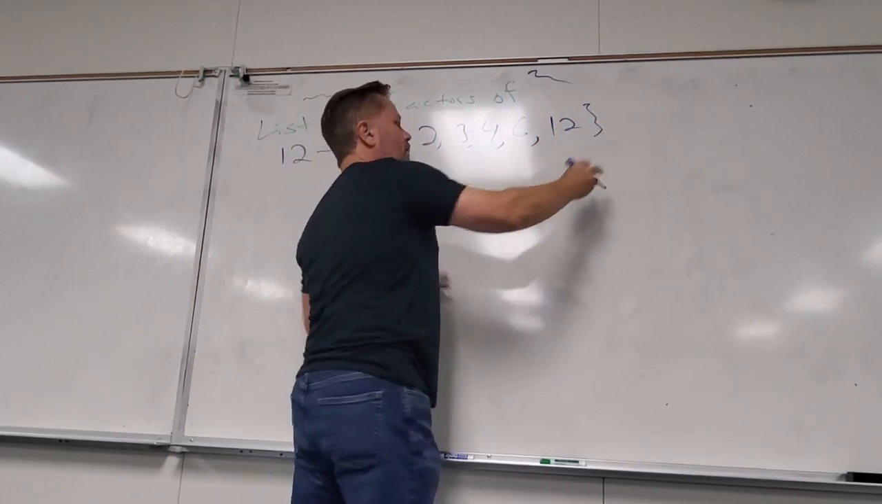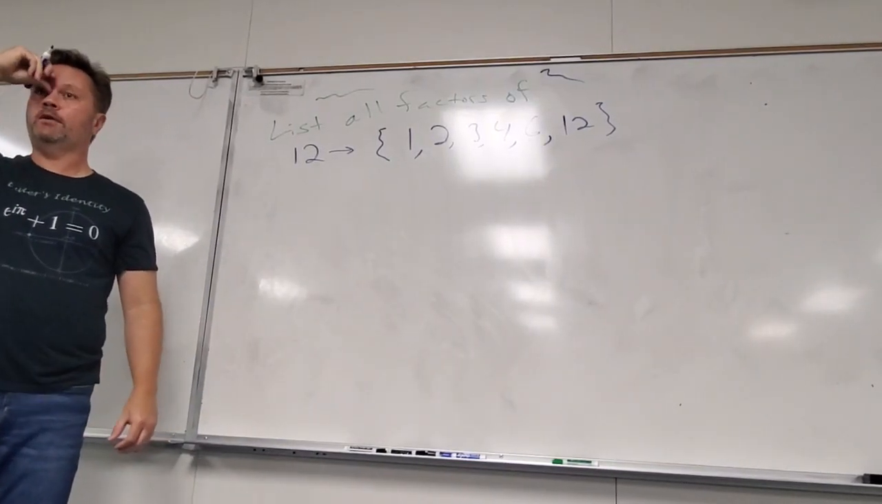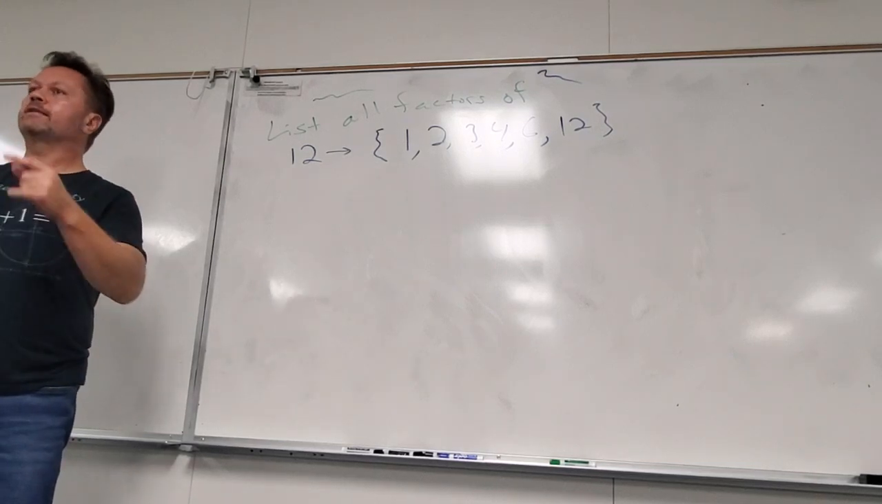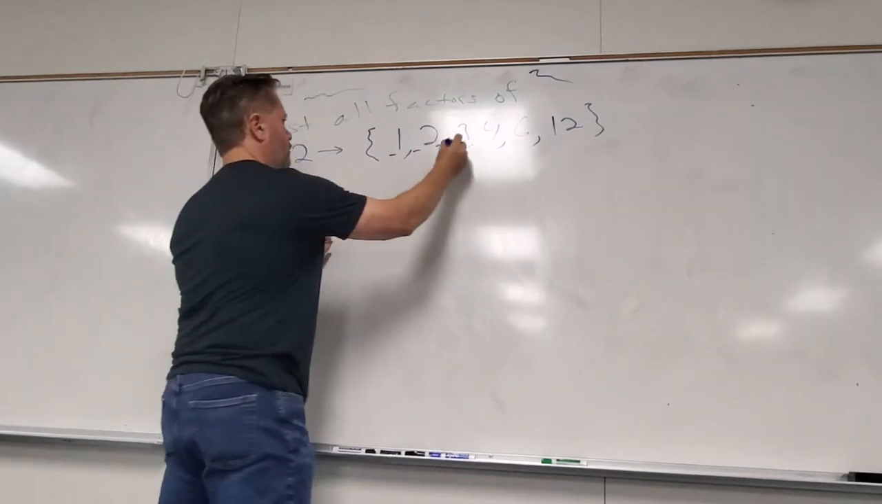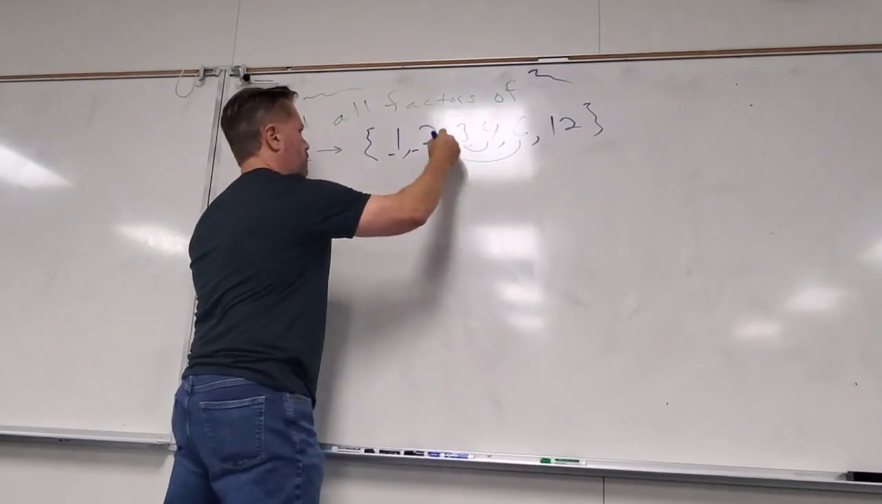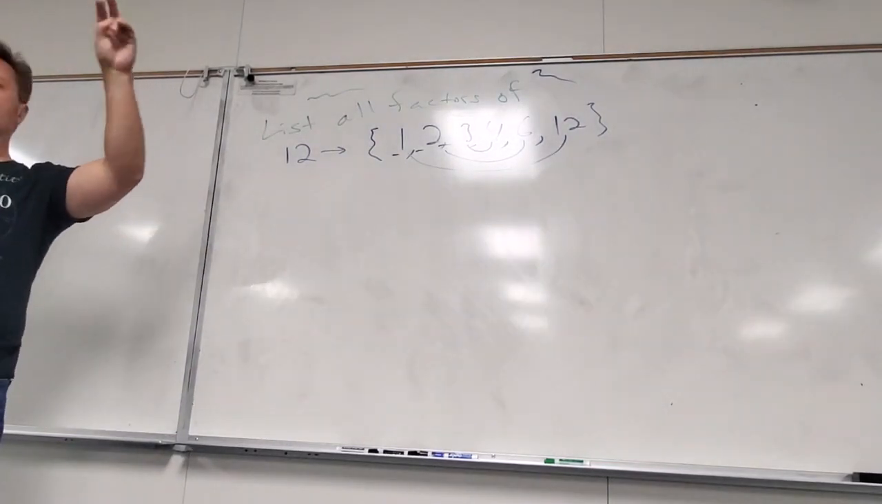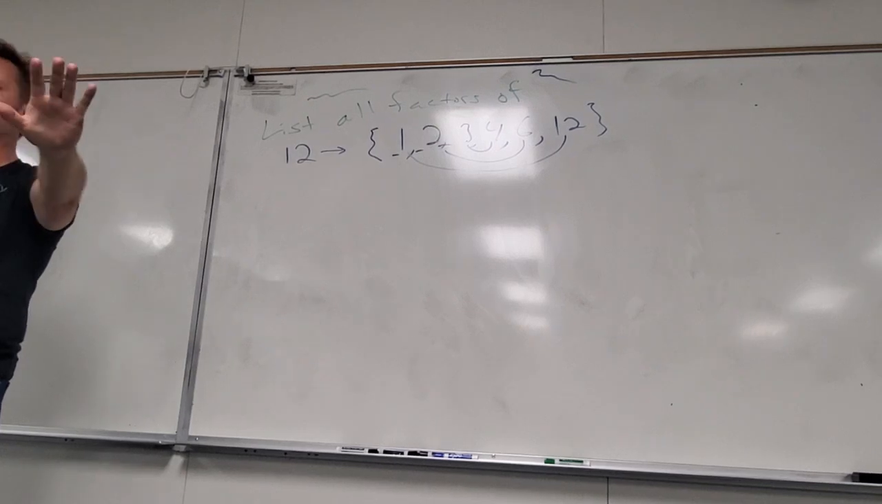Do you guys agree with me that there's a turning point in the list of factors? And what do I mean by that? 1, 2, 3, you have to come up with. At some point, you hit what I call the turning point, where you start 1, 2, 3, and then 4 goes with 3, 6 goes with 2, 12 goes with 1, right? So the turning point for this list is between 3 and 4. Does that make any sense?